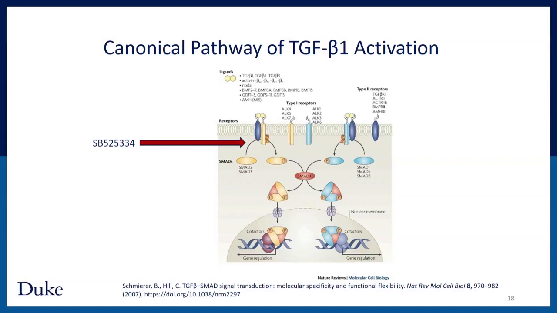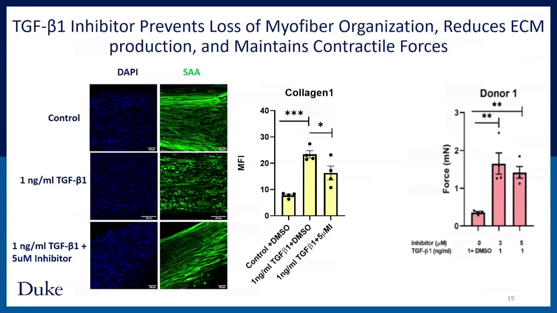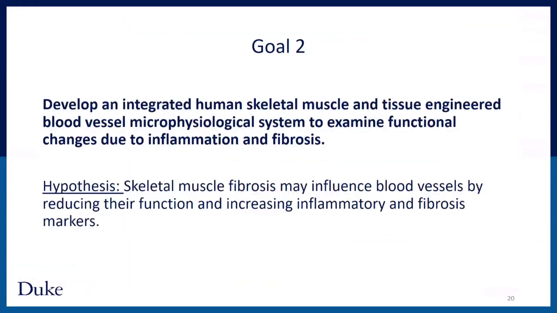It's a potent inhibitor of the type 1 receptor, ALK5, which is the receptor of TGF-beta. With this drug, we find that if we include the inhibitor, we can restore the muscle bundle structures here. And also, we have a little bit of decrease of the collagen 1 expression in the muscles, and we have an increase in the force in this donut. So this altogether shows us that we can recreate the fibrosis models with our healthy muscle bundles.